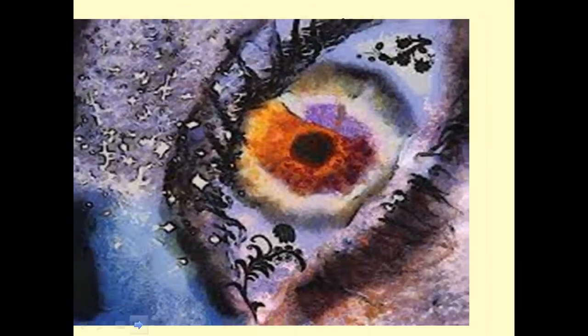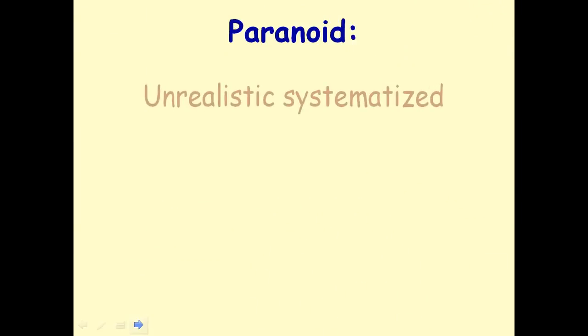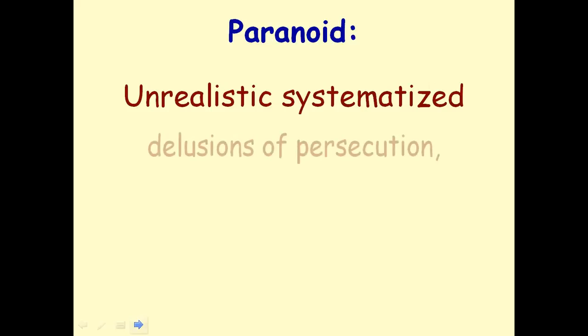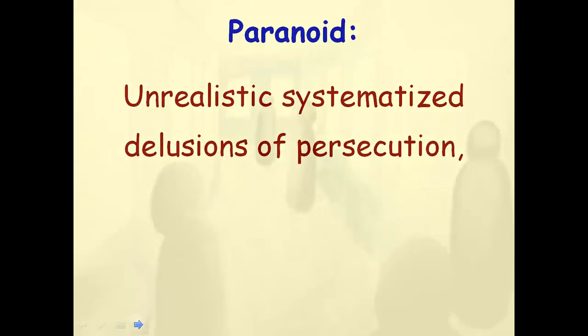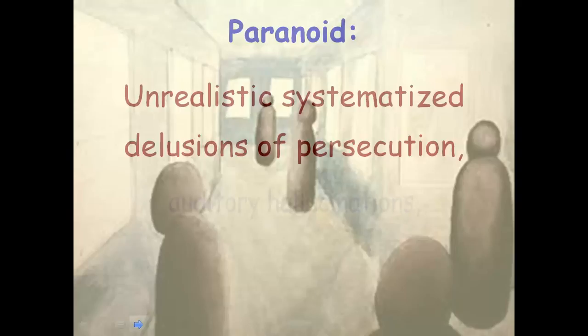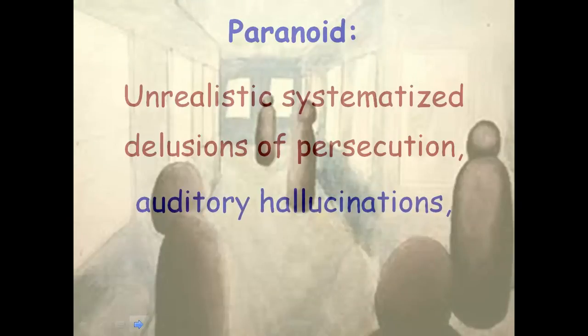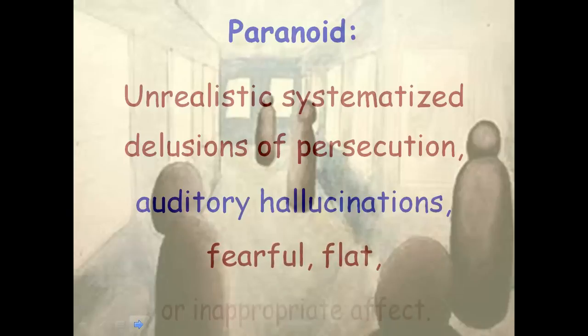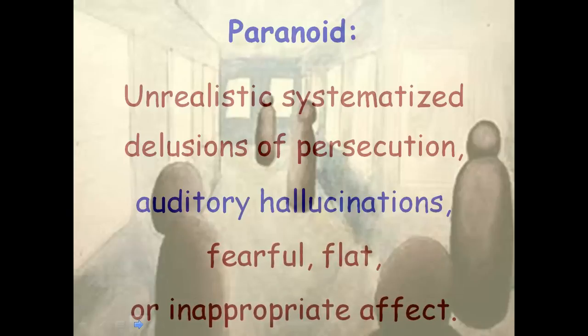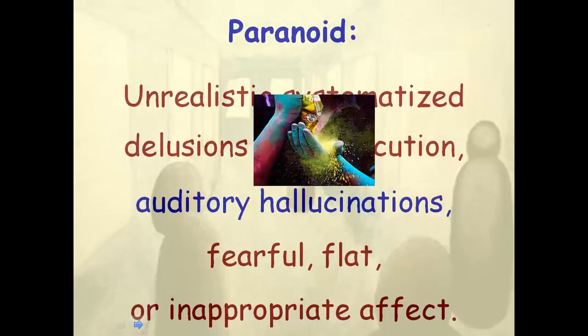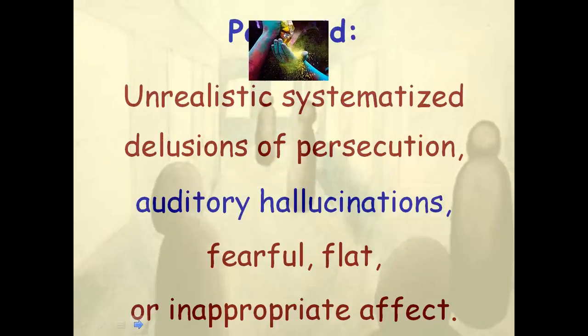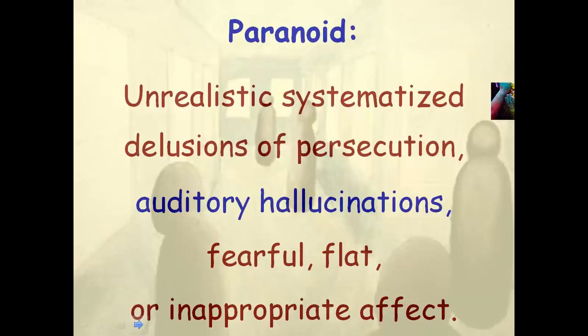Paranoid schizophrenia is one of the most common of the schizophrenias, with unrealistic, systematized delusions of persecution, often accompanied with auditory hallucinations, such as hearing voices making threats, such as a commercial on the television screen telling the person, "I know who you are and I'm going to get you." The individual suffering paranoid schizophrenia appears fearful or he or she can have a flat and inappropriate affect in terms of facial expressions.